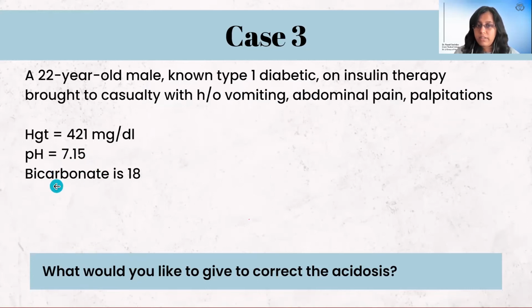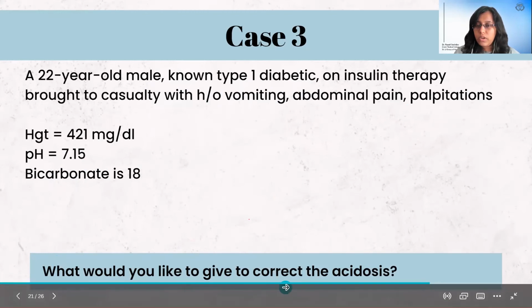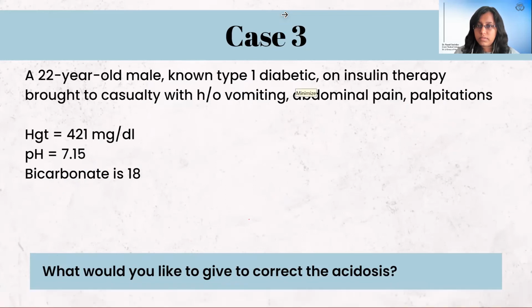pH 7.15, bicarb 18. What would you like to give to treat the acidosis? We give Lasix to flush out the acid. है ना, Lasix से देखो. Are you sure? Lasix भी दे रहे हो उसको. Lasix तो diuretic है.